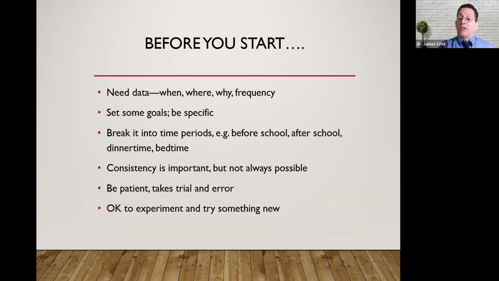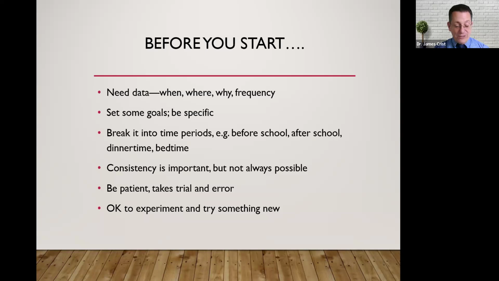Breaking it into time periods also helps, because strategies that might help early in the morning are not necessarily the same strategies you can use after school, dinner time, or bedtime. And these are the 4 basic time frames that we're looking at if you think about it. Again, consistency is important, but not always possible, so don't worry about it. Do the best that you can.